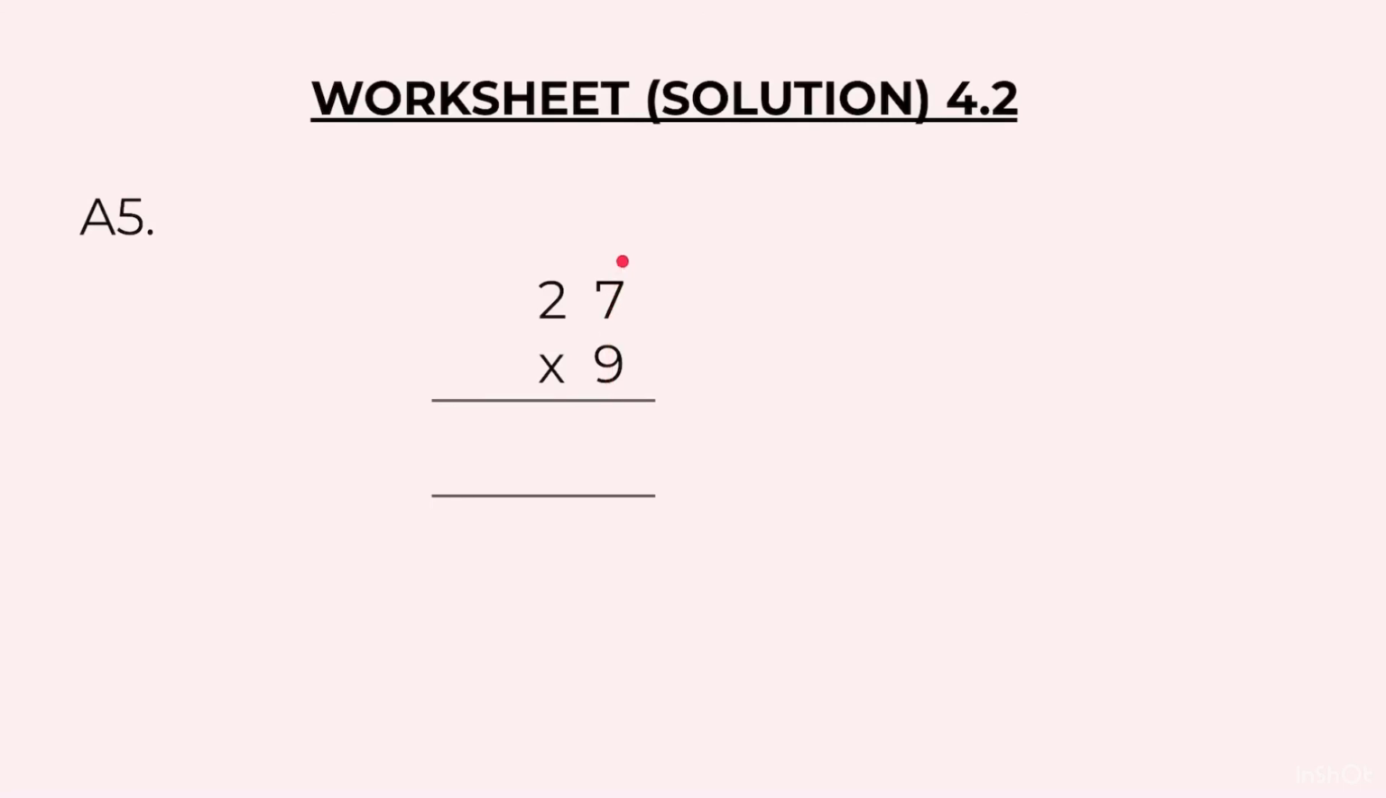The last question, 27 into 9. We'll multiply 9 by 7, 9 sevens are 63, 6 at the top, 3 at the bottom. Then 9 twos are 18 plus 6, 24. So the final answer becomes 243. This brings us to the end of the worksheet.